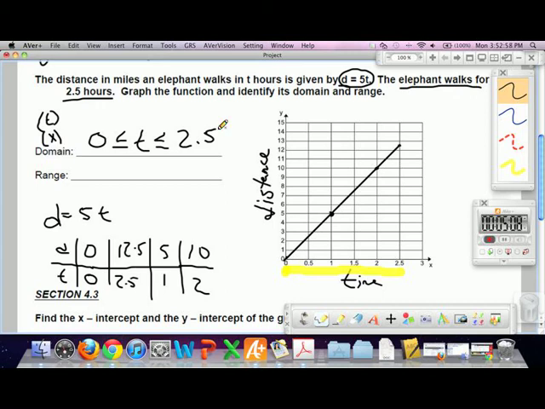Range is y's, or in this case, d's. We'll play the same game of where's y stuck between? Well, the least distance it can move is 0, and it can walk all the way up till we get to 12.5, because that was the maximum distance we needed. So the distance walked is stuck between walking no miles or walking 12.5 miles.